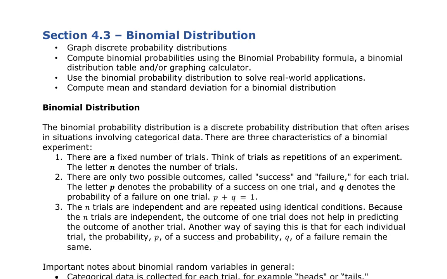The trials have to be independent. That means flipping a coin one time should not make any difference to flipping a coin a second time. We have to have identical conditions because the trials are independent. The outcome of one trial does not help or stop predicting the outcome of the next trial. Another way of saying this is, for each individual trial, the probability P of success and probability Q of failure remain the same for each attempt that we are doing.